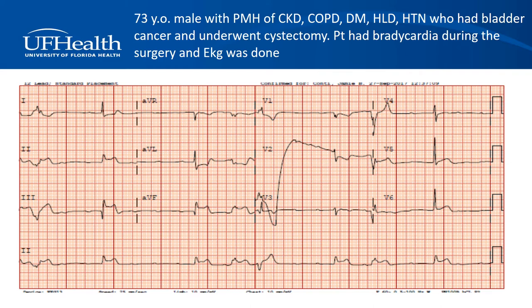Case 2 is a 73-year-old male with a past medical history of chronic kidney disease, COPD, diabetes, hyperlipidemia, hypertension, who had bladder cancer and underwent a cystectomy. The patient had bradycardia during the surgery and an EKG was done. Please pause the video at this point to review the EKG.